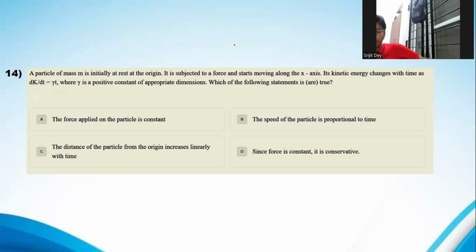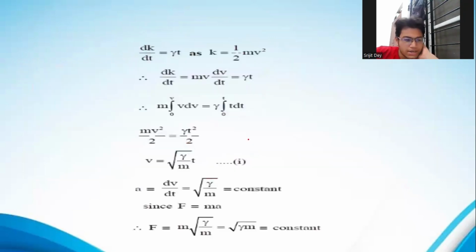Now, this is another important and an easy question actually. So basically, the rate of change of kinetic energy is given, and from that you have to understand. So the answers are A, B, and D. Okay. So what is happening is very simple.